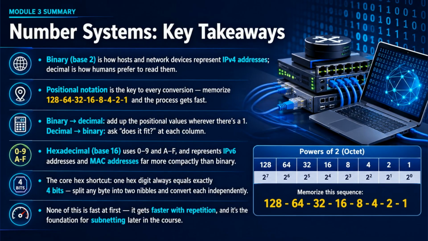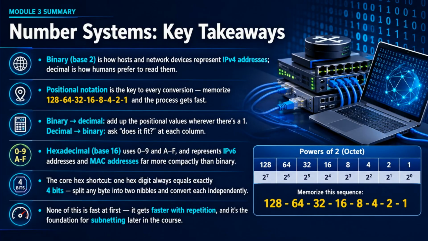Close the module by walking each bullet. Binary is how devices represent addresses. Decimal is for humans. Positional notation and 128, 64, 32, 16, 8, 4, 2, 1 drive every conversion. Binary to decimal adds up the 1 columns.